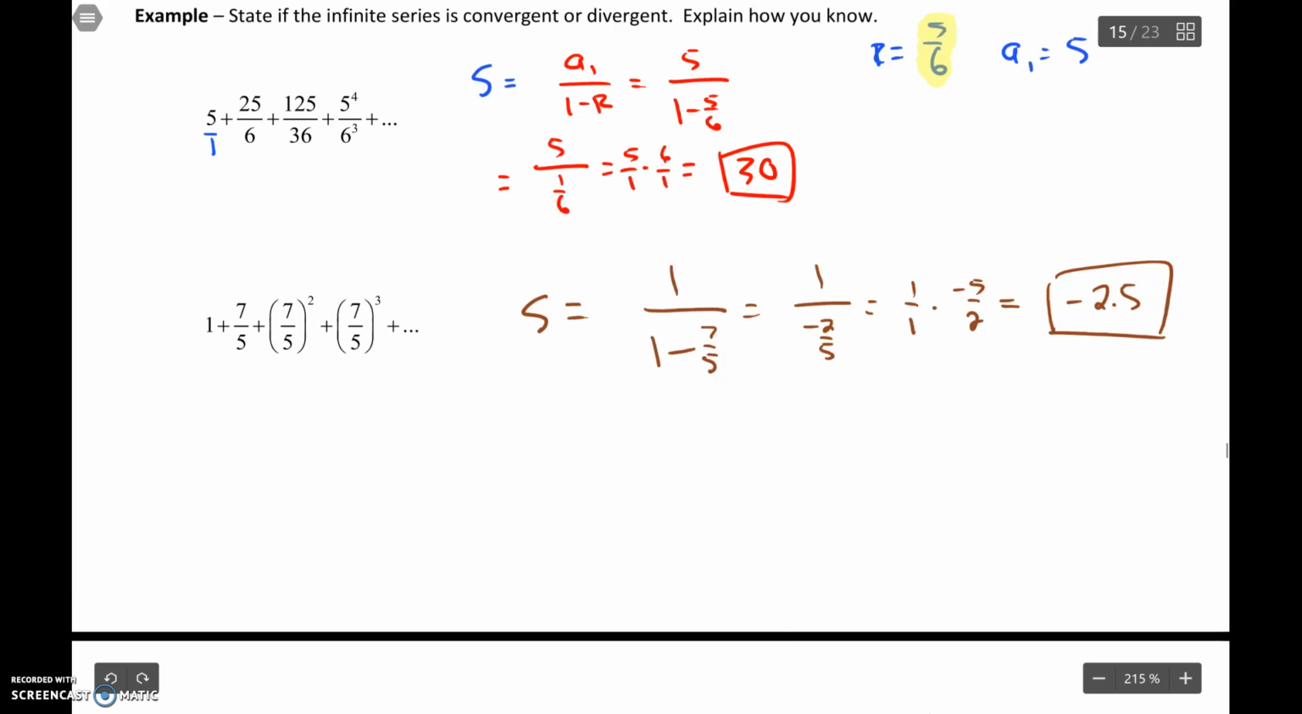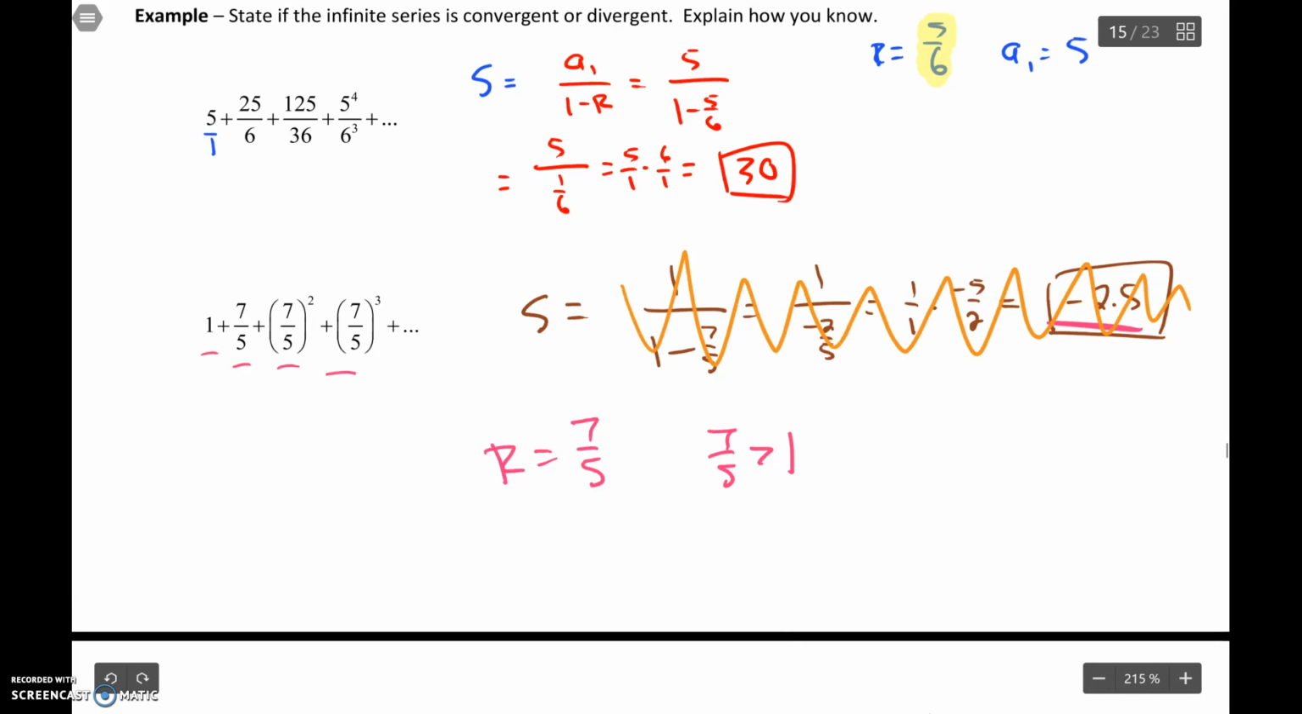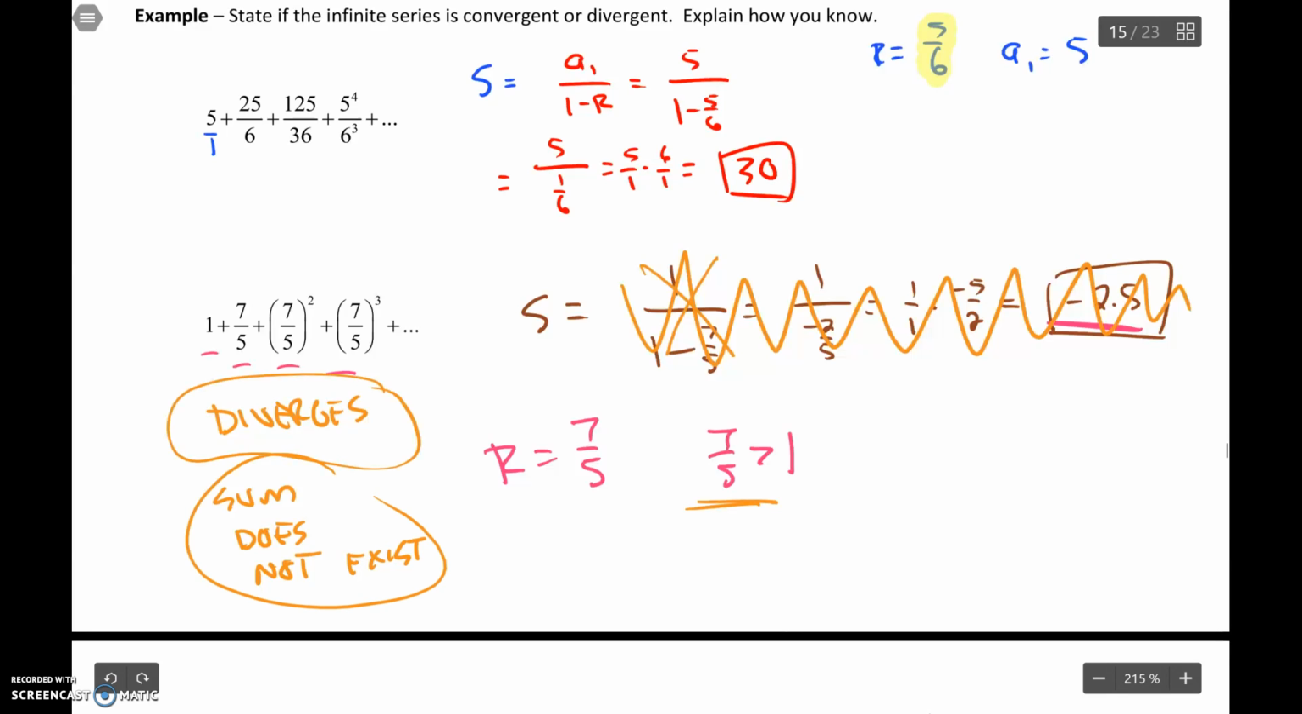And of course, you're going to be wrong. I mean, look at it. These are all positive. There's no way the infinite sum could be -2.5. Your R value here is 7/5, which is greater than 1. So all of this work I did here was all nonsense. I was trying to just show you that you can put those numbers in, it's just that they don't have any meaning, and you shouldn't use the formula if your R is not between -1 and +1. So this diverges. The sum is divergent. The sum does not exist. There is no sum, however you want to say it.